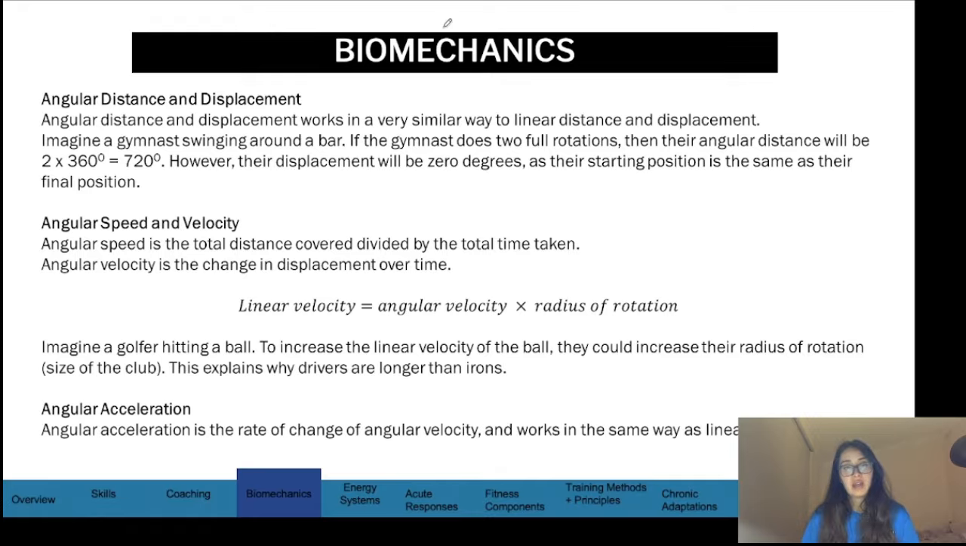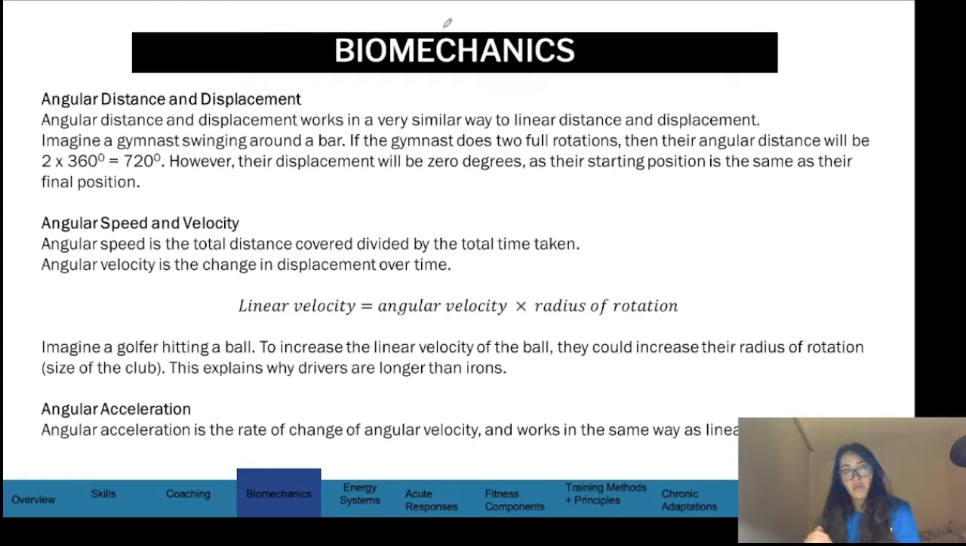So we can see here that linear velocity is equal to angular velocity times radius of rotation. So your angular velocity can influence your linear velocity, and your radius of rotation can also influence your linear velocity. That's something you just need to understand. So if you imagine a golfer hitting a ball, in order to increase the linear velocity of the ball, they could increase their radius of rotation.